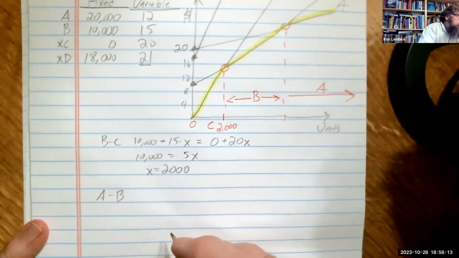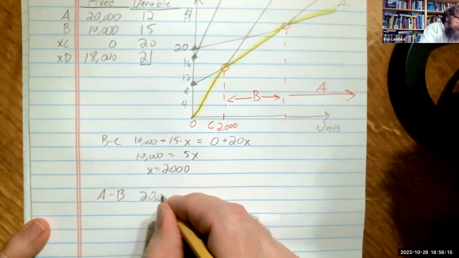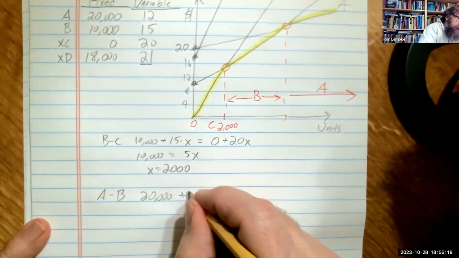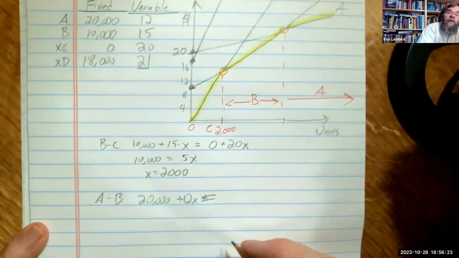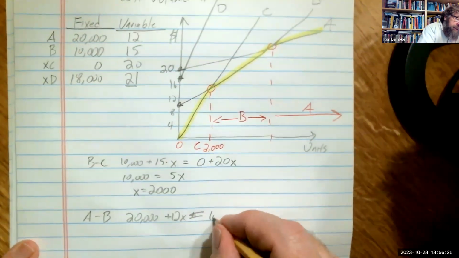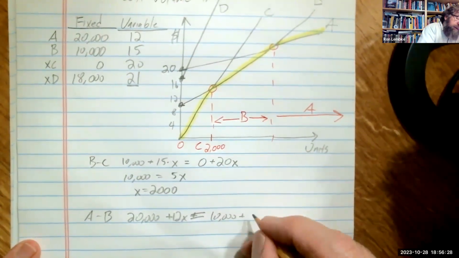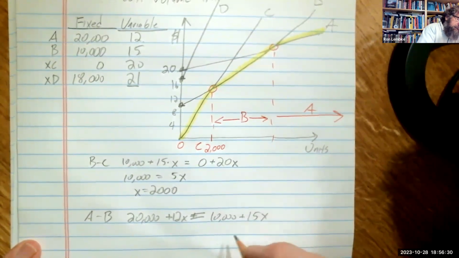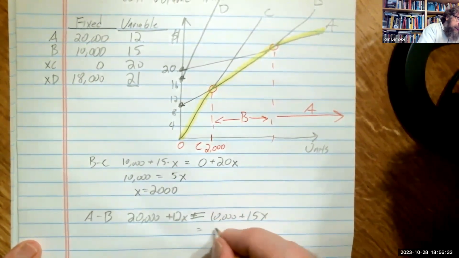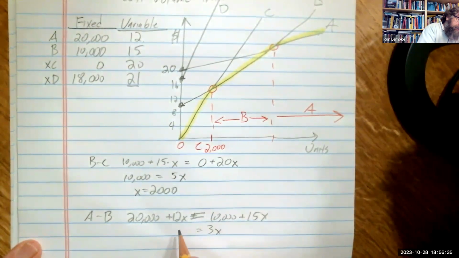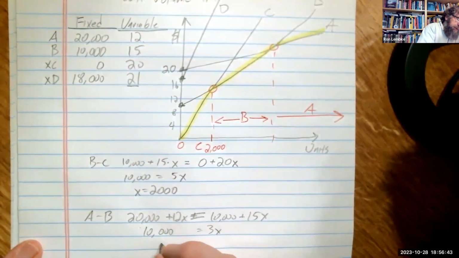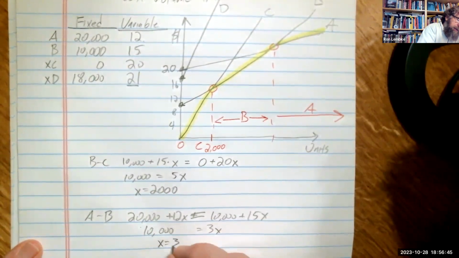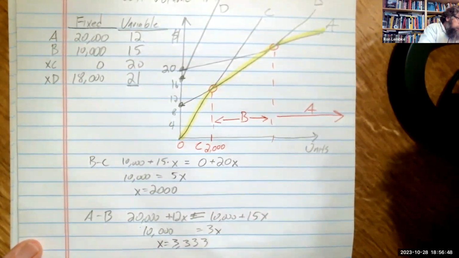So the cost of A is 20,000 plus 12X. And I want to know where that is equal to the cost of B. And the cost of B is 10,000 plus 15X. I subtract 12X off both sides, and I get 3X. And then I subtract 10,000 off both sides, and I get 10,000. Dividing both sides by 3, and I get X equals 3,033.